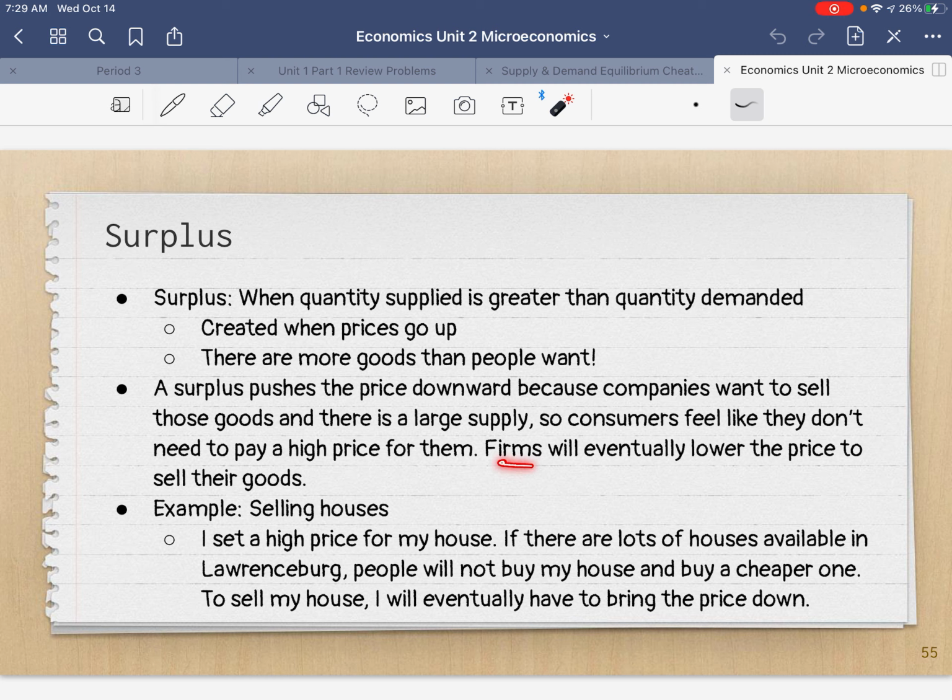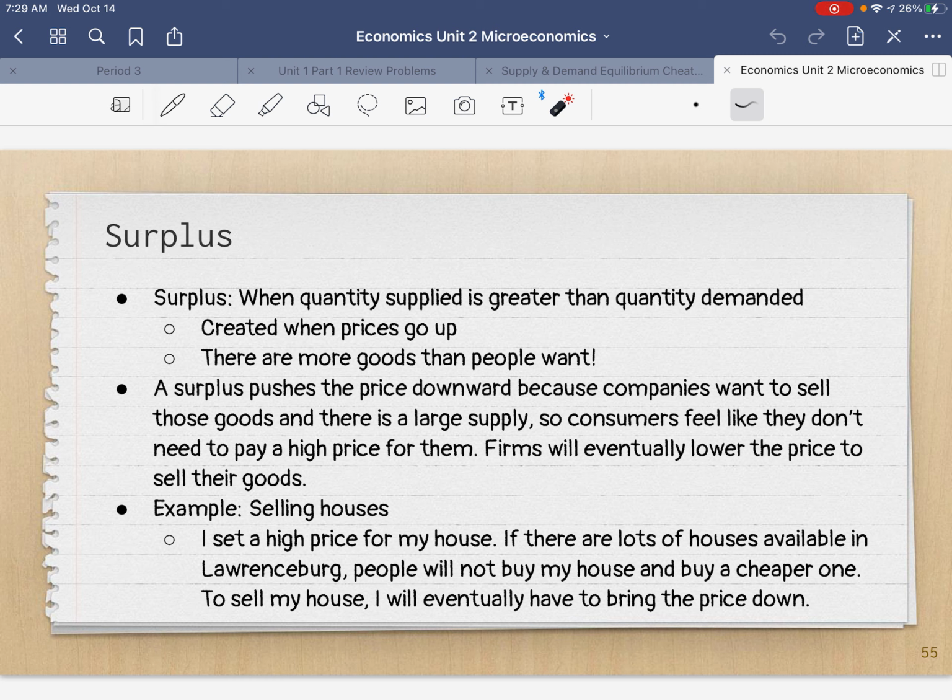So firms, which is another word for businesses, will eventually lower the price. Oh, it's not selling at this price? Okay, I'll lower it to this price. So a surplus will make the company, or the store, want to put their goods on sale and lower the price.